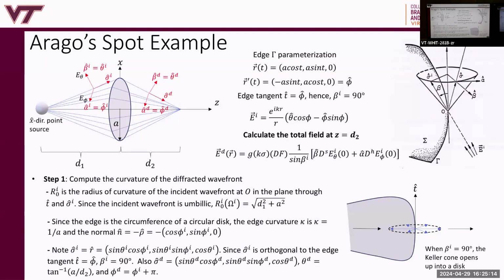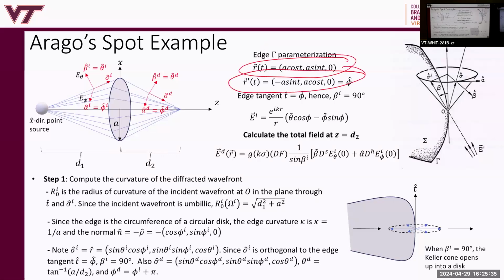Okay, so it's a way to isolate just the diffracted field component. We want to calculate just the diffracted field here, and later we're going to compare that to full wave simulation, so that we can validate everything. So the edge is gamma. This is gamma, this cylindrical edge, circular edge. And the parameterization of the edge is a circle.